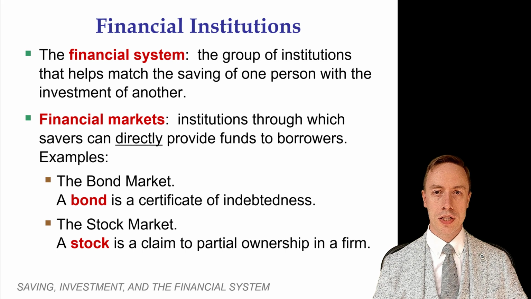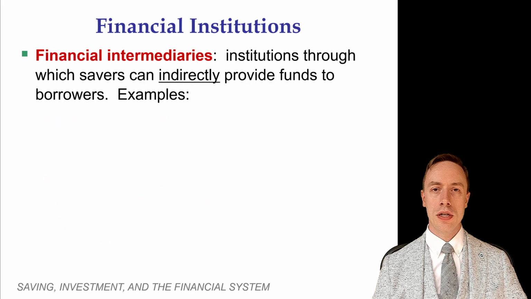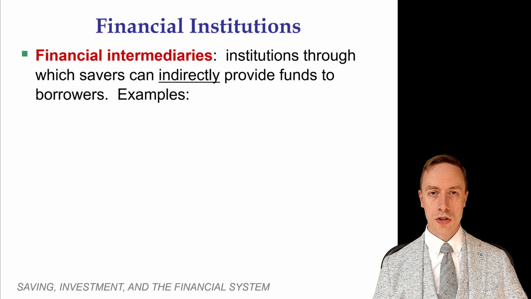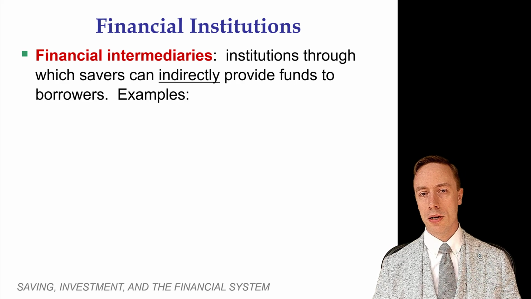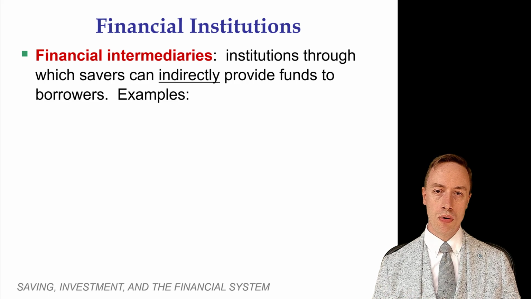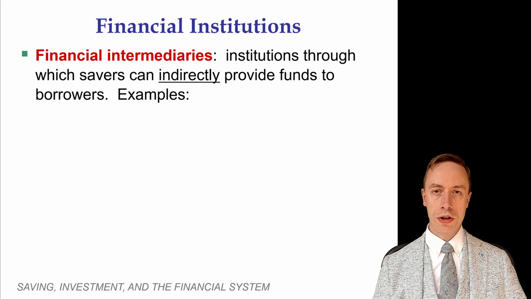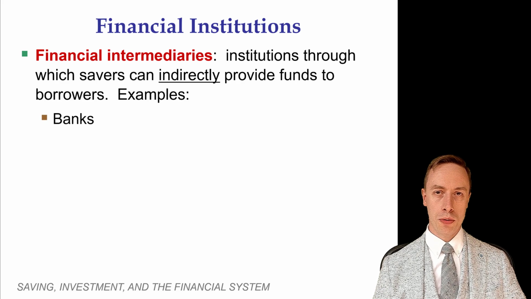The second major subclass are financial intermediaries. Here we have an entity in between the saver and the borrower. So the saver gives their money to the intermediary, and the intermediary then actually provides it to the borrowers with varying amounts of discretion. A classic example here would be a bank.